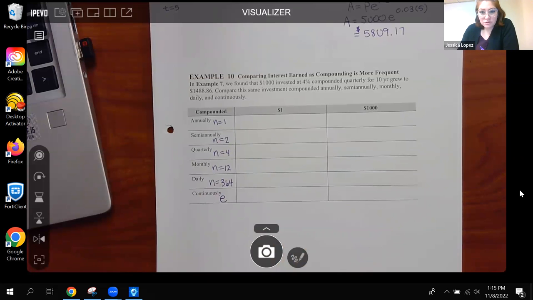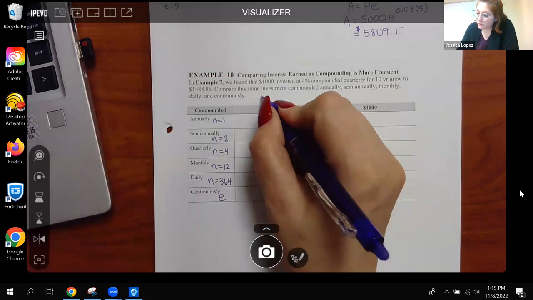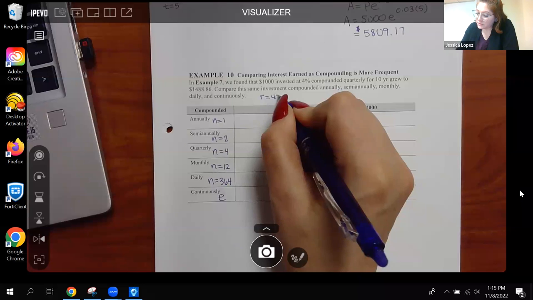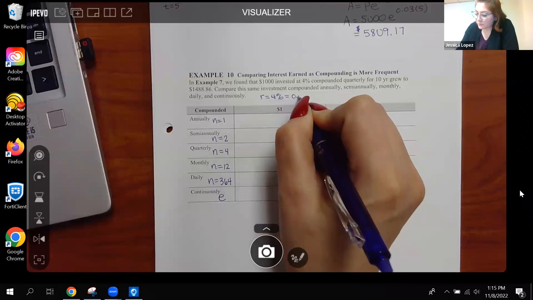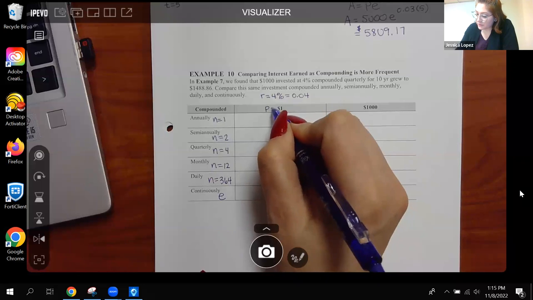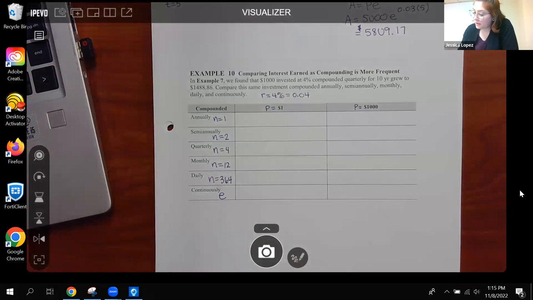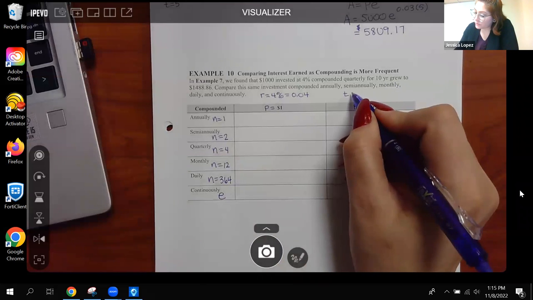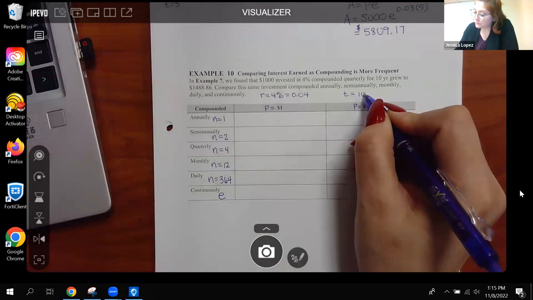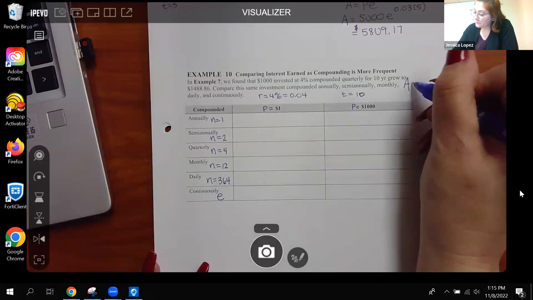So they want you to do it on $1,000. I don't know why they make you do it on $1,000, but whatever. So we know R is equal to 4%, which is 0.04. We know that $1,000 is going to be your P value for all of them. And we know that T is going to be 10 years. Okay. So remember the formula we're using.